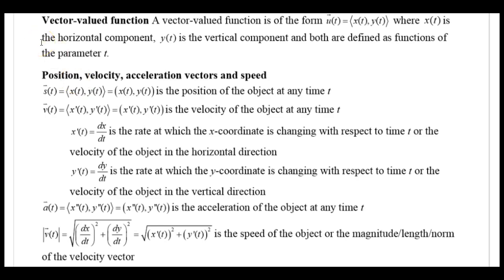Now that we've defined a vector, we're going to extend that definition to talk about a vector-valued function. A vector-valued function is of the form u of t, so u has the vector notation attached to it, equals <x of t, y of t>. So this is inside of those brackets, meaning that we're discussing vectors still. And x of t is the horizontal component, and y of t is the vertical component. Both of those are defined as functions of the parameter t.